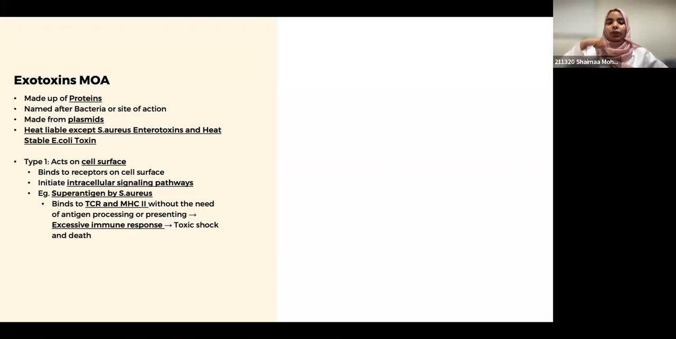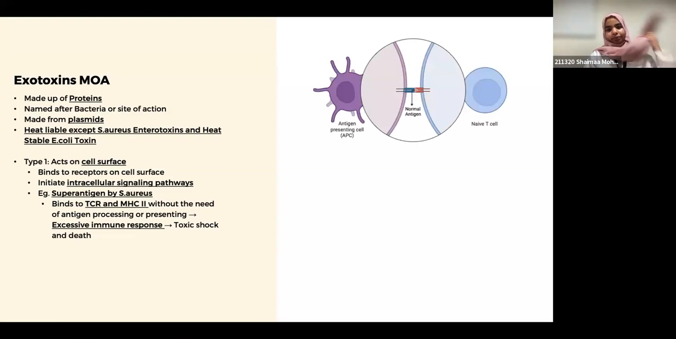So then what happens? You're going to have proliferation of the T cells, release of cytokines, interleukin-2, for example, that's not specific to the bacteria, but it's also causing a lot of immune response. And this immune response is causing excessive inflammation, and this inflammation can cause this toxic shock, septic shock, and death, okay? So it's very severe. It basically causes like a very, very, very severe immune response, okay? So for example, here, if you can see, we have an antigen presenting cell, okay? And a naive T cell.